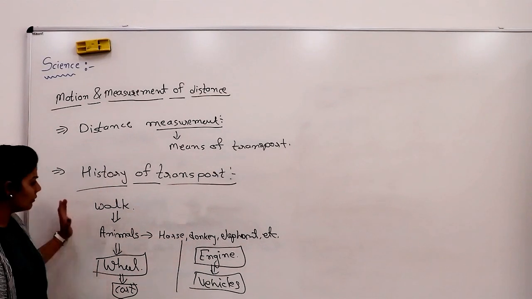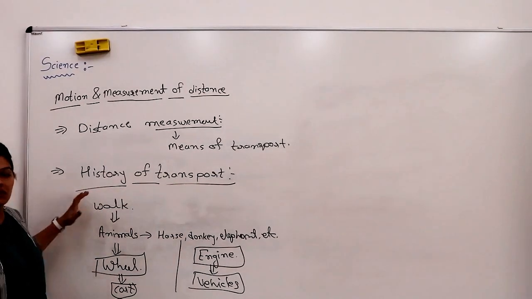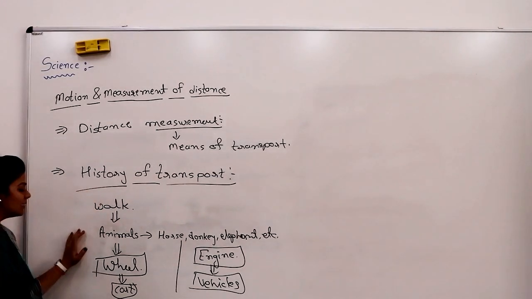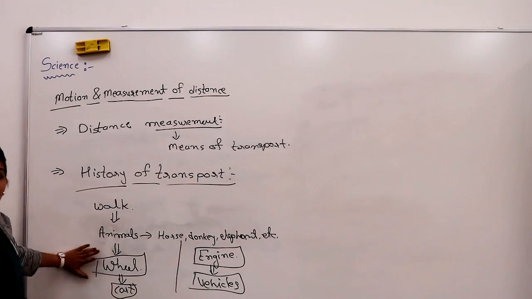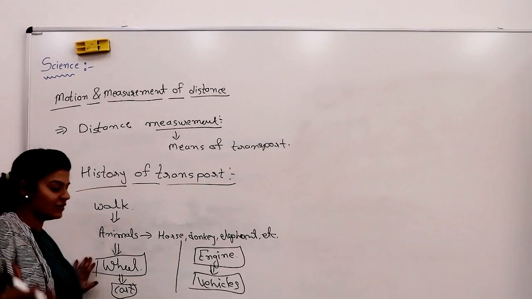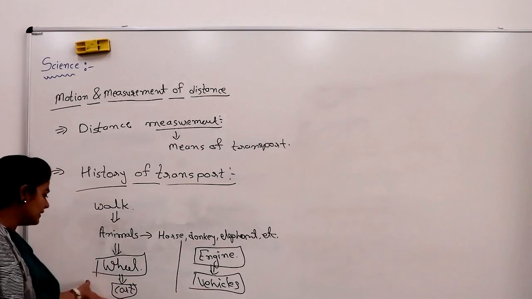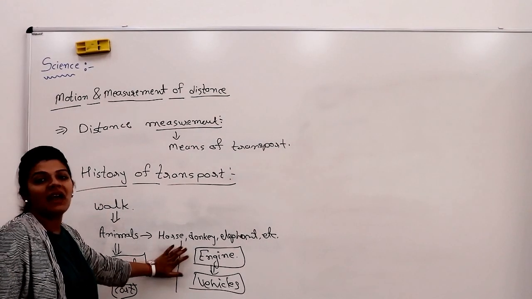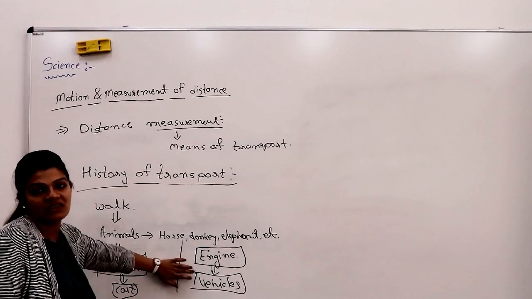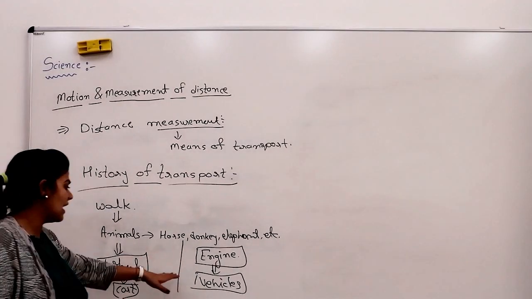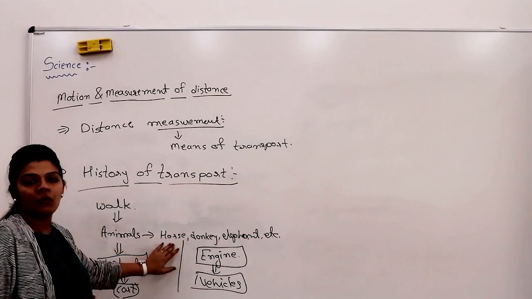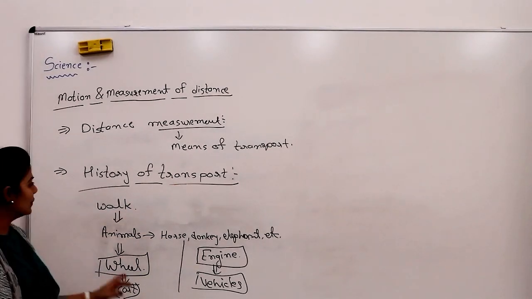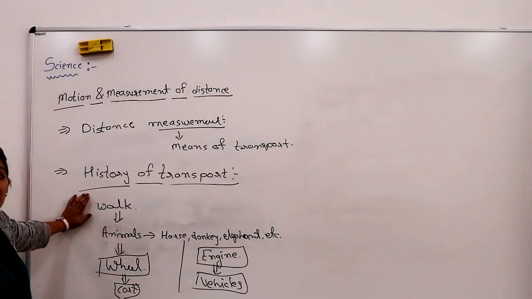So this is all about the history of transport. First of all, they traveled by walk, then they used animals for transportation, then there was the discovery of the wheel which turned the whole history, and then there came carts, different animal carts, then there came the engine, and after the discovery of engine there were different vehicles, and even nowadays we are using different vehicles to go from one place to another place according to the distance that we need to travel. Okay, so this is all about the history of transport.